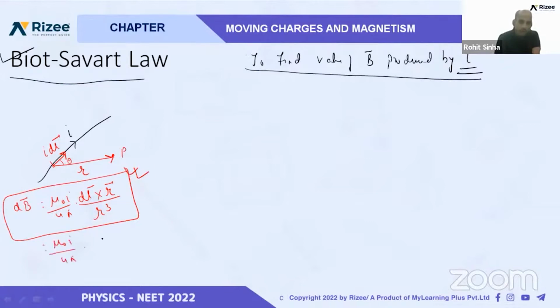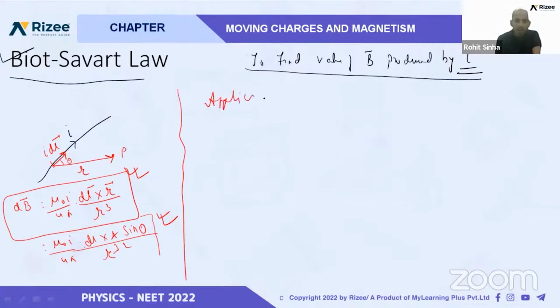We can substitute it like L cross r, so it becomes sin theta by r cube, and we can cancel one r like this. This is the formula of Biot Savart Law. You should remember it. Now we will see what is the application of Biot Savart Law.